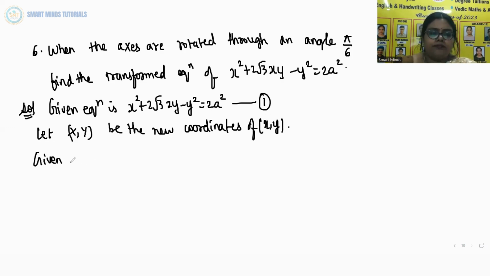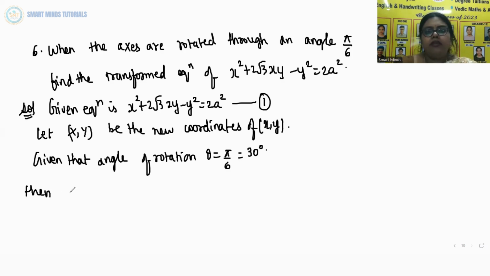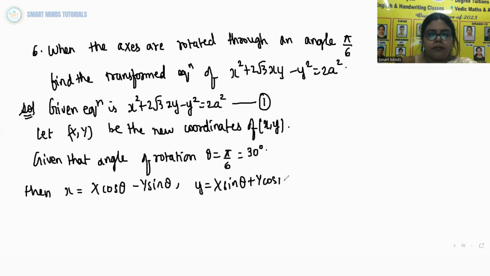Now given that the angle of rotation theta is equal to pi by 6. Pi by 6 is 30 degrees. Then we need to take the small xy formula. So the same formula we will use. X is x cos theta minus y sin theta and Y is x sin theta plus y cos theta. So that is x cos 30 minus y sin 30 and Y is x sin 30 plus y cos 30.